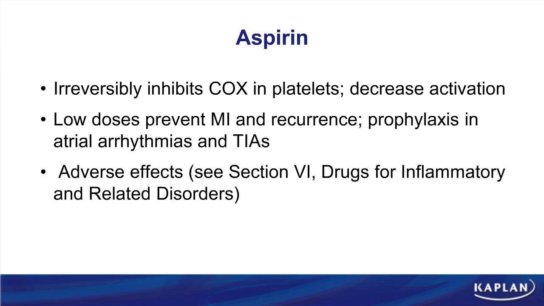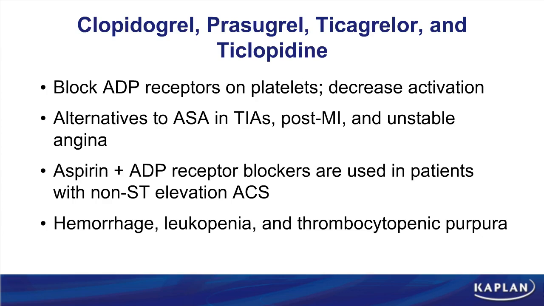The ADP receptor blockers have a common ending for their names. That would be grel: clopidogrel, prasugrel, and ticagrelor. Not quite at the end, but close enough. The one that's spelled differently is ticlopidine. And perhaps this drug is outstanding because of the four, it's the least likely one for me to use. That's because of its side effects, including thrombocytopenic purpura.